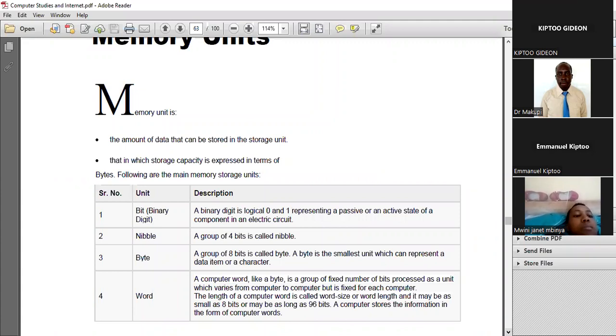So the smallest representation or storage unit you can have is a bit, which is made up of 0 and 1. A nibble is a combination of 4 bits. When I bring in 4 bits, 0, 1, 0, 1, that is 4 bits, it forms a nibble. The other one is a byte. A byte is a combination of 8 bits. I bring in 8 bits, then it forms a byte. Then finally, a computer word is anything ranging from 8 to 96 bits.